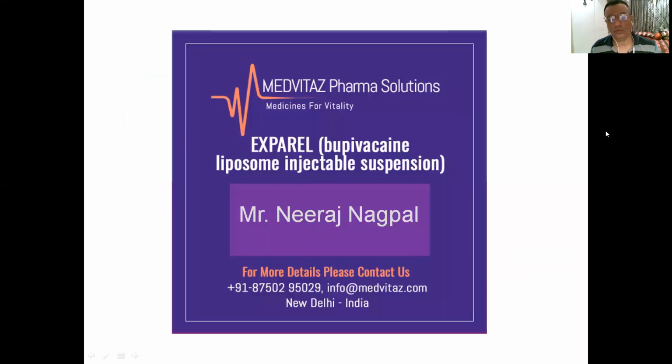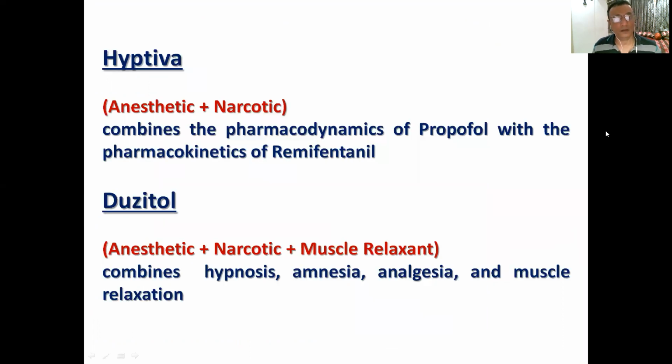If you want to ask about this in India, Neeraj Nagpal is exporting this drug, and this phone number is for him. You can contact him and get Exparel, which is the brand name of this bupivacaine. Others that have come into the market are Heptiva and Duzitol.